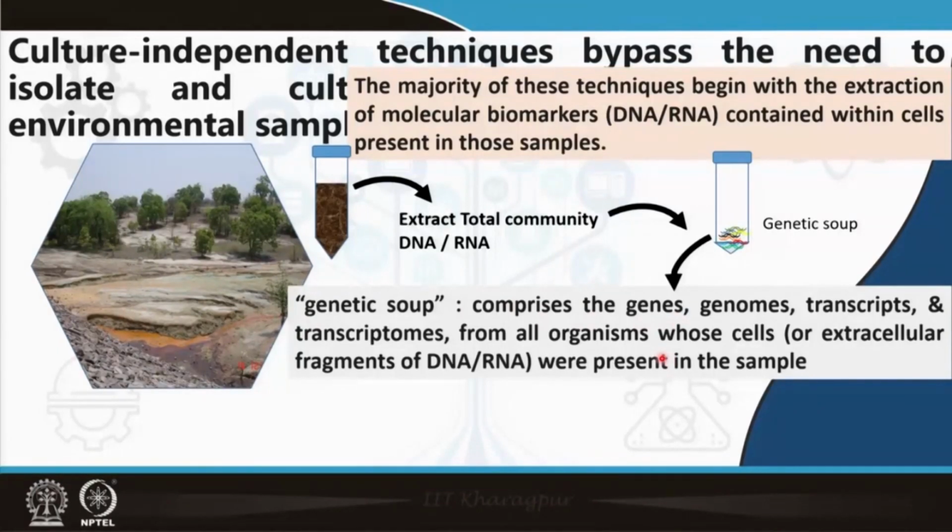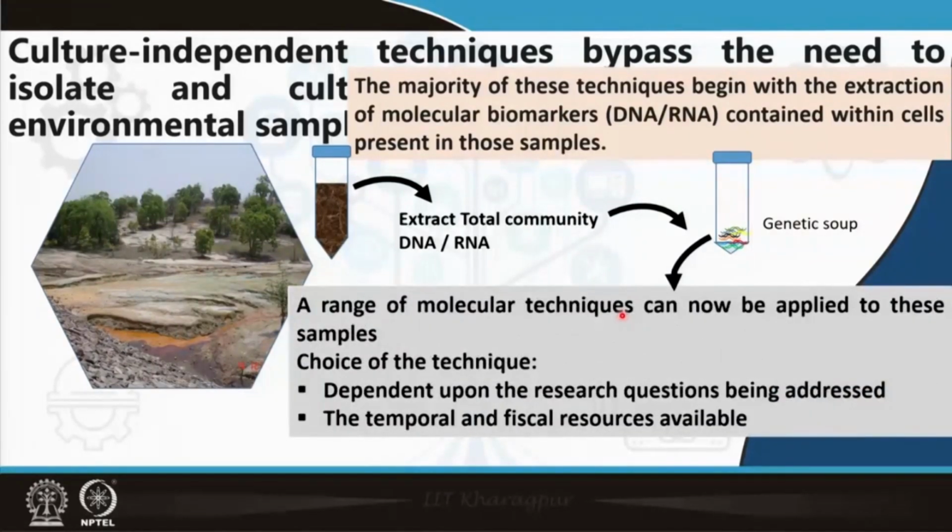So, this is again a kind of fundamental assumption that all the cells present in the sample are broken down, lysed, and all the genes or the genomes and all the RNA or the mRNA or different types of RNAs, that is the transcripts, and the transcriptome, that is the collection of all the transcripts, are in this genetic soup. So, genetic soup is basically a mixture of all the different types of genomes and genes and other things. If we have extracted the RNA, then possibly it is the mixture of the transcript and transcriptome. If it is extraction of the DNA, then we have the genes and the genomes extracted.